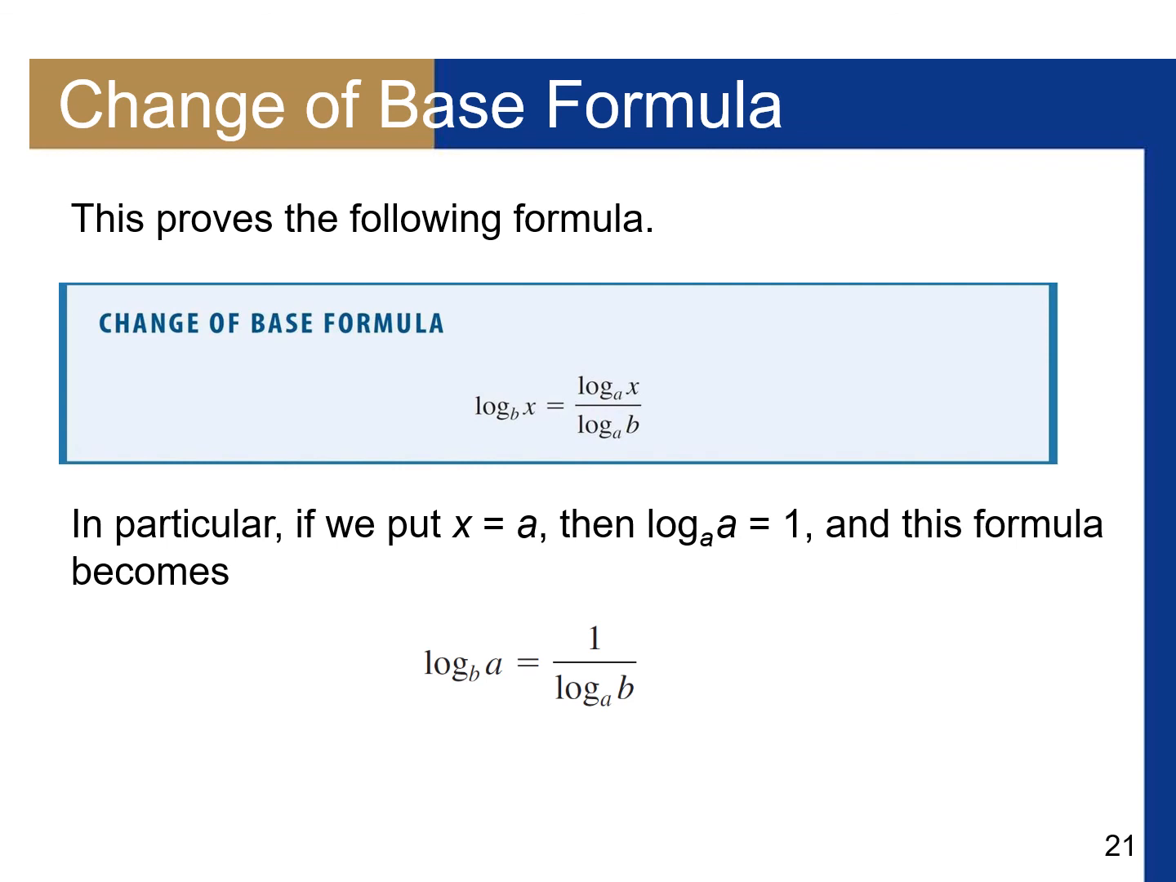So again, here's our formula. The log base b of x would equal the log base a of x over the log base a of b. So if we put x equal to a, then the log base a of a would equal 1. And this formula would then become log base b of a is equal to 1 over the log base a of b.